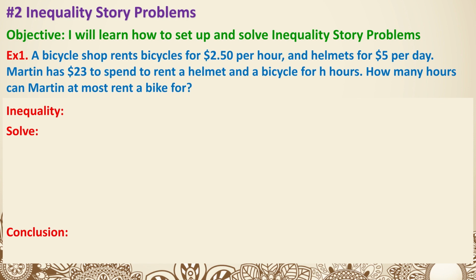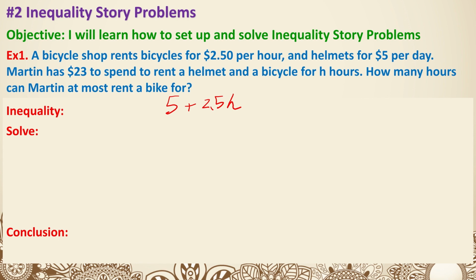First, let's understand the question. $5 per day is not counted by the hour, it is a one-time fee that you have to pay. So it's just a 5. And then on top of that, you're going to need to pay by the hour, which is $2.50 per hour. So we're going to use $2.50 times the h.